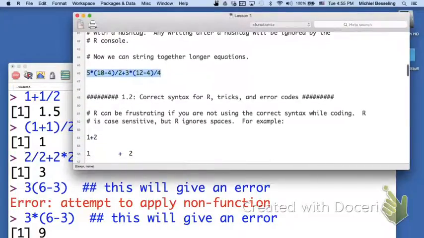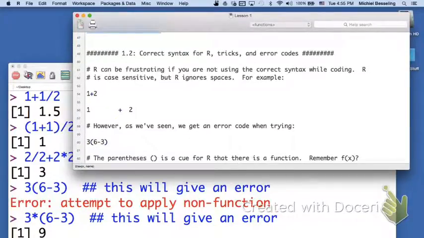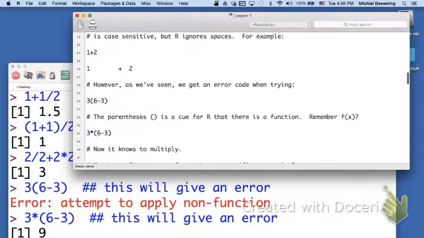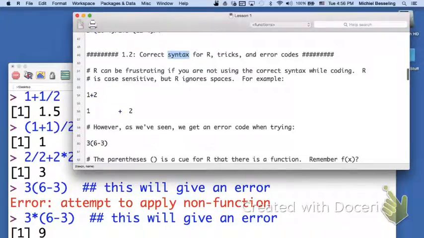All right. Section 1.2, using correct syntax for R, tricks and error code. When we say syntax, we're talking about how we're writing the functions here. The nice thing is, R can be really frustrating if you're not doing the code right, if you're not writing your script right, which is why it's good practice to make some mistakes, find our mistakes, and figure out what went wrong.